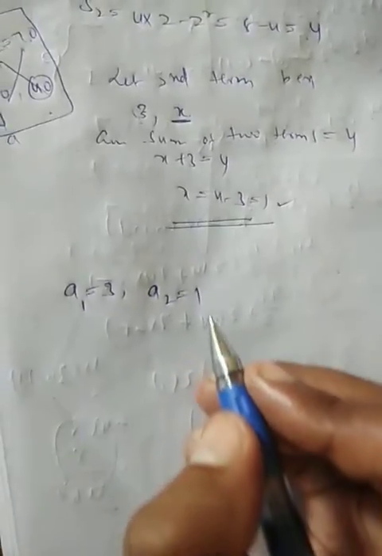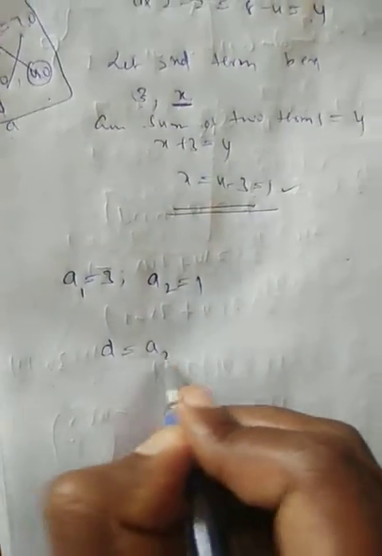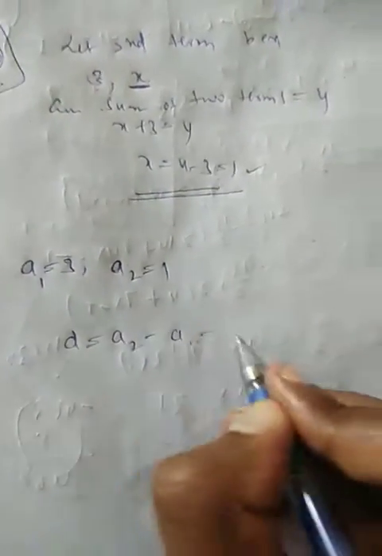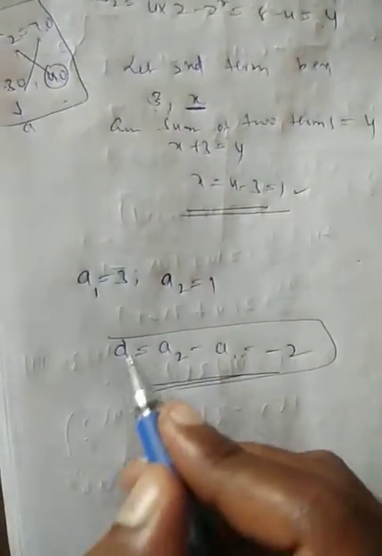So what is the common difference now? What is the difference here? So the difference is going to be A2 minus A1, that will be 1 minus 3, which is minus 2. We need not find the third term from here now. So why am I taking this as a common difference? Obviously, they told us this is an AP only.